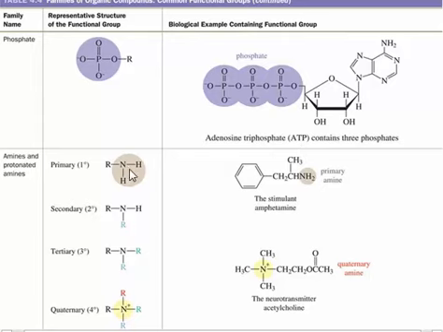Amines are nitrogen atoms that are bonded to either hydrogen or R groups. A primary amine has 2 hydrogen atoms, a secondary amine has 1 hydrogen atom and 2 R groups, and a tertiary amine has no hydrogen atoms and 3 R groups. A quaternary amine has 4 R groups and it also has a positive 1 charge.